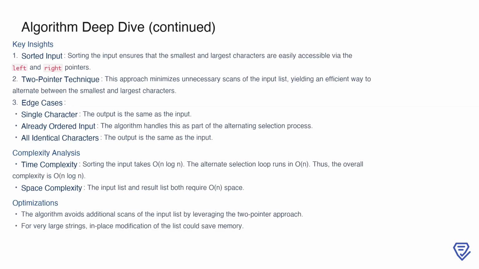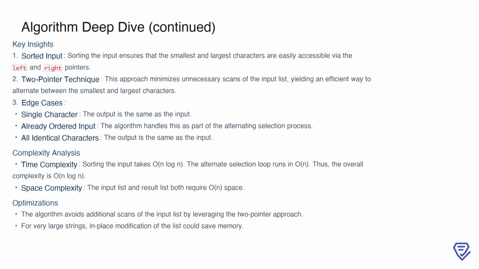The algorithm is built on a few key insights. By sorting the input, we ensure that the smallest and largest characters are readily accessible via the left and right pointers. Using a two-pointer technique minimizes unnecessary scans of the input list, making the process efficient.